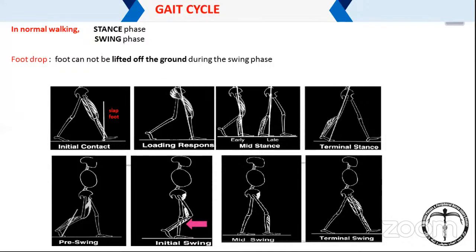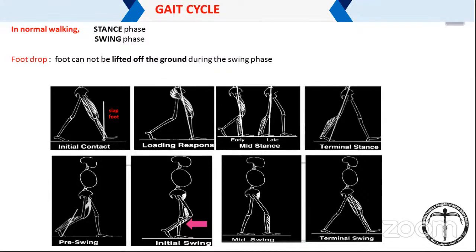Thank you and good evening, my colleagues. I'm talking about foot drop and clinical presentation. Foot drop is a gait abnormality due to the paralysis or weakness of the foot and ankle dorsiflexor muscles. These dorsiflexor muscles are the tibialis anterior, extensor hallucis longus, and extensor digitorum longus.